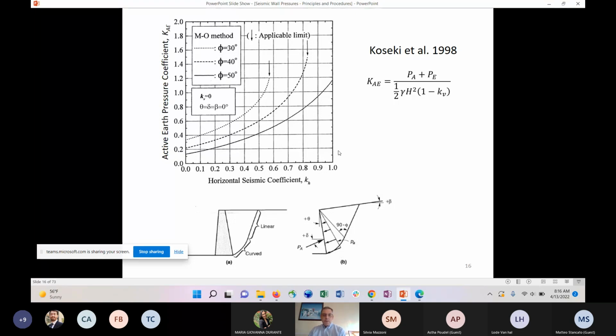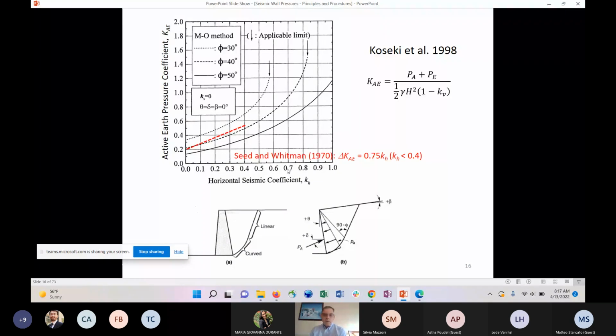One of the features of this, if you look carefully, is these different lines here correspond to different friction angles in the backfill soil. And they all start to go vertical at some point. So for example, for this middle one, if you get to a horizontal seismic coefficient greater than about 0.8, you essentially start to get an infinite force acting on your wall. And that is a feature of the solutions of this limit state problem.